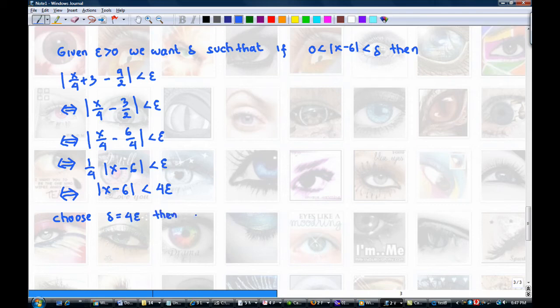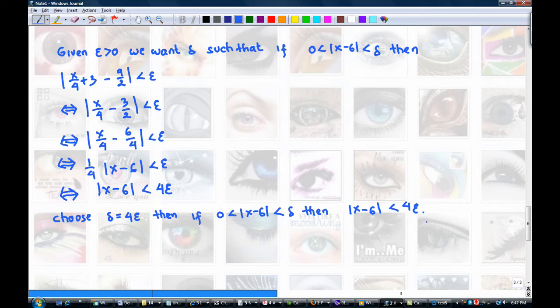Then, if we have this less than delta, for that particular epsilon, for that particular delta, then certainly we have x minus 6 less than 4 epsilon, which is exactly the inequality that we want to show. So we are done.